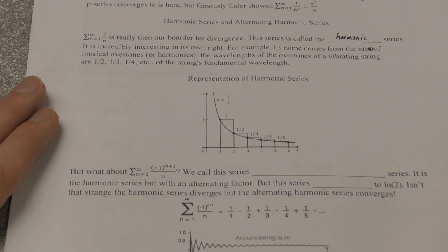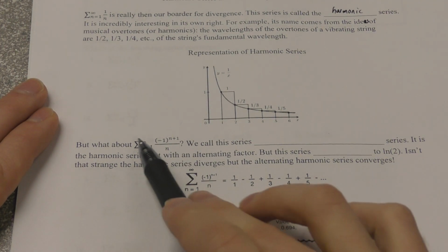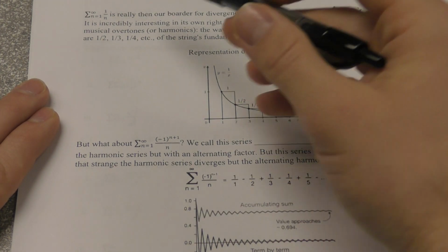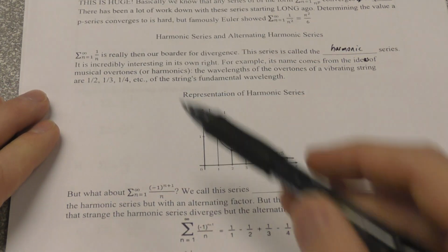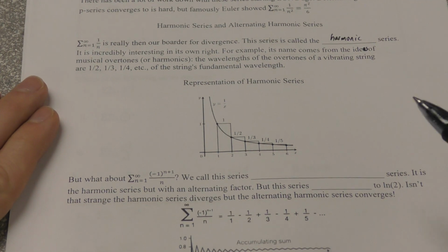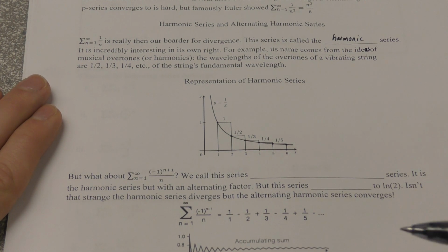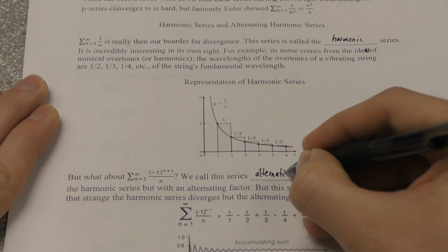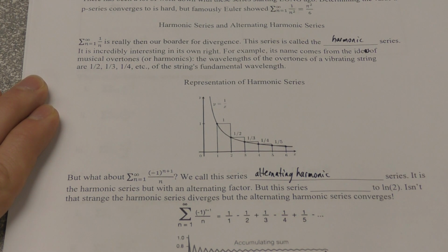But what about a slightly altered form of this harmonic series? The series from 1 to infinity of (-1) to the n+1 over n. So it's basically our harmonic series, except that it has an alternating term that's going to make the sign flip. We call this the alternating harmonic series.